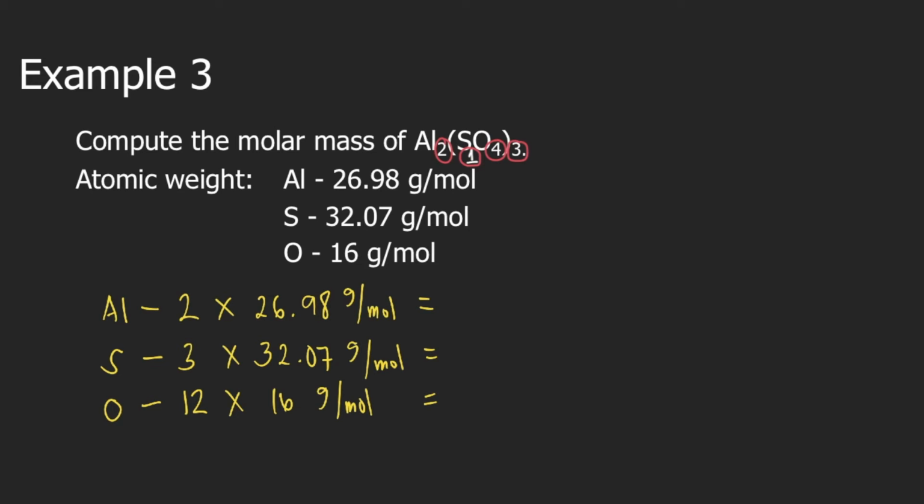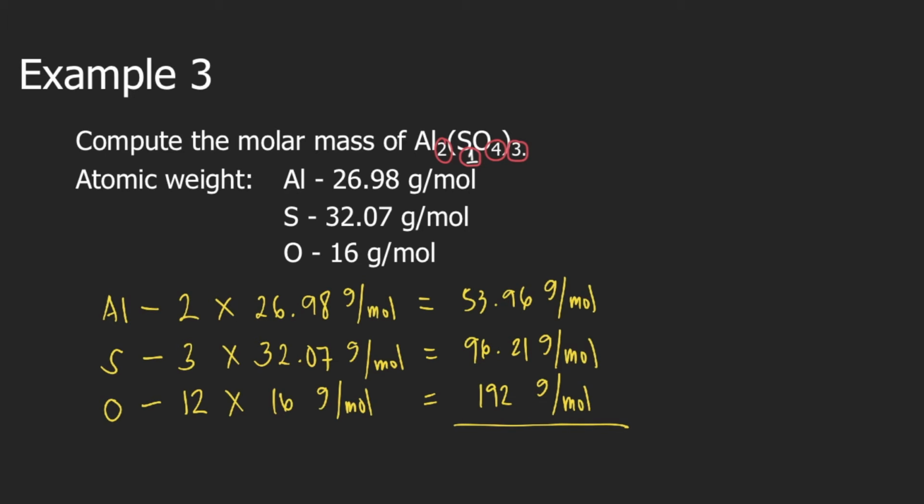For aluminum, that's 53.96. For sulfur, this is 96.21. And for oxygen, this is 192. And you get the total, 53.96 plus 96.21 plus 192. The molar mass is 342.17 grams per mole. And this is the answer to the question.